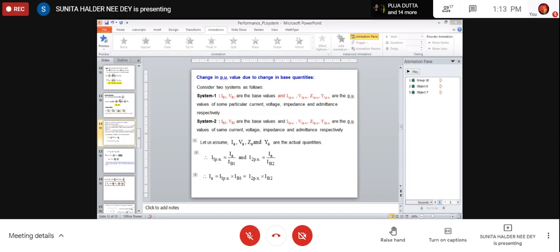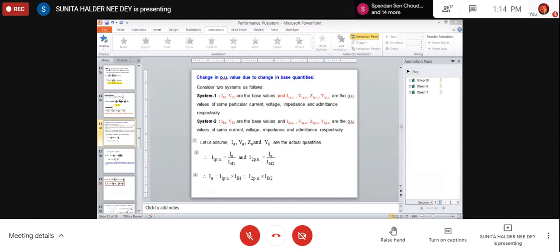For the same power system, at first the base system is IB1, VB1. For the next, the base values are IB2 and VB2. So here system does not mean power system. That means a per unit system with one base value, VB1 and IB1, and another base value, VB2 and IB2. Now we want to calculate current, voltage, impedance, admittance, all in per unit. Let us denote all those values as I2 per unit, V2 per unit, and so on.